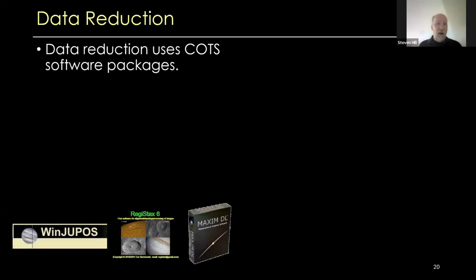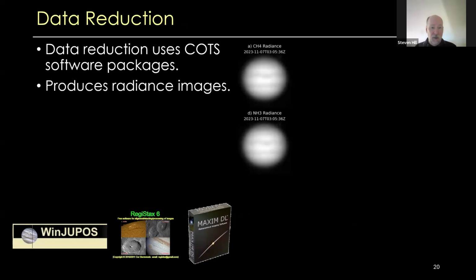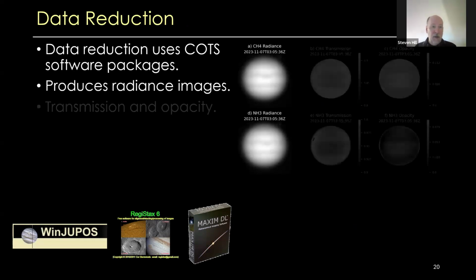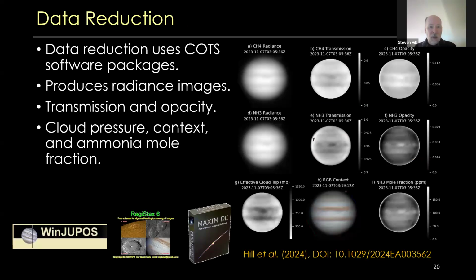So for data reduction, I also use COTS software packages, and you can see what those are at the bottom there. These produce radiance images, transmission and opacity images, and cloud pressure context and ammonia mole fraction images. And this array of images is a standard data product that I have posted now on GitHub. So it's a standard product, and I have it for all of my observations.